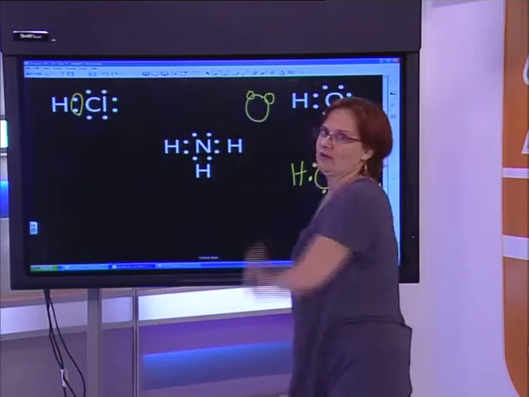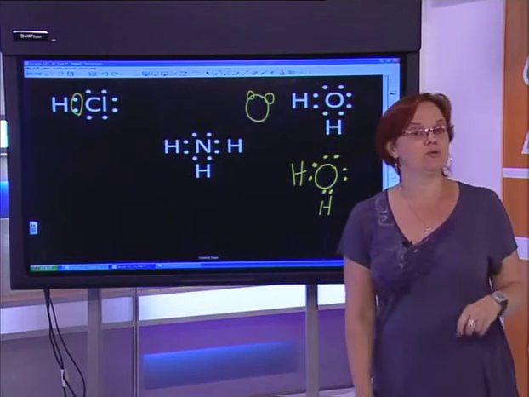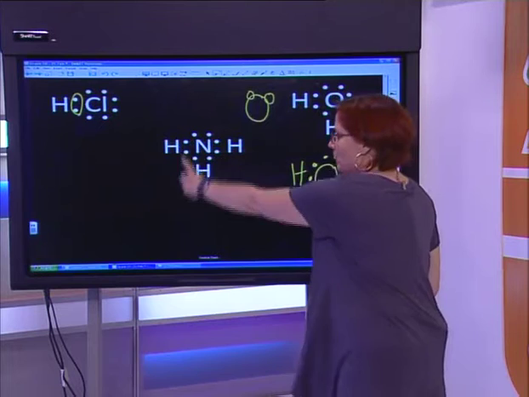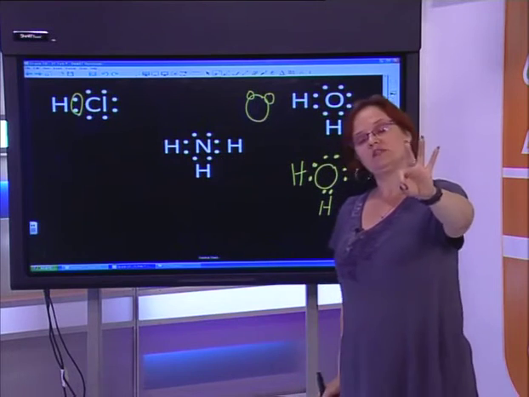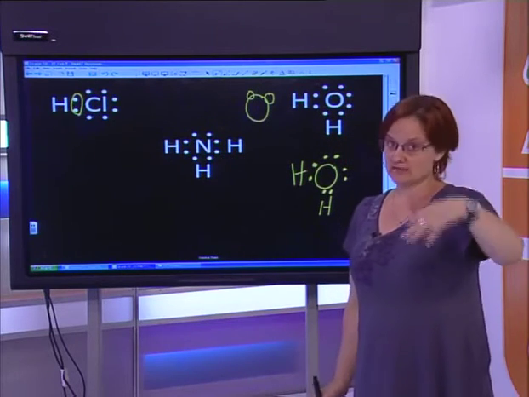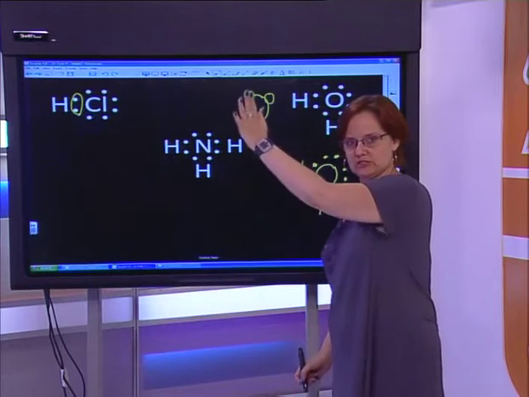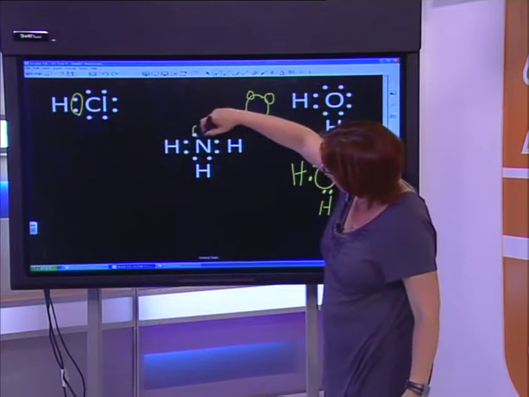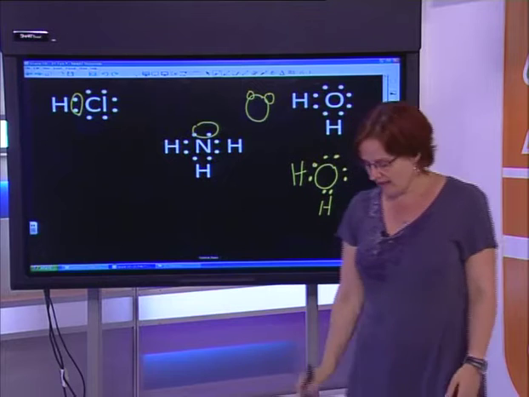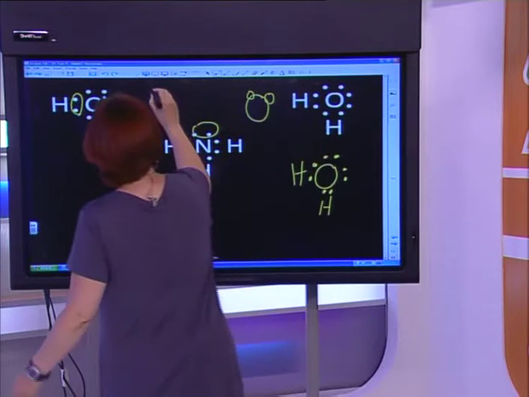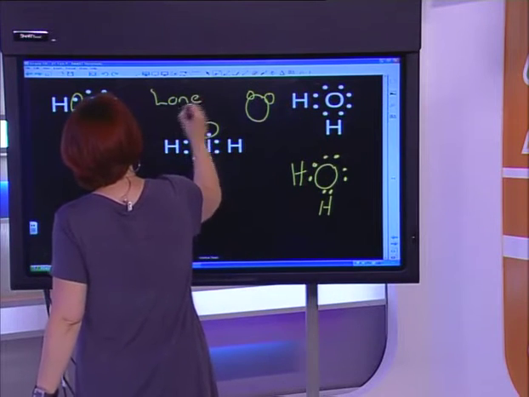And then ammonia, very, very important molecule as well. Nitrogen has 3 empty spaces, so nitrogen can take 3 hydrogens in each of these, and it fills all the empty spaces. This pair of electrons here at the top has a very special name. They are called a lone pair.